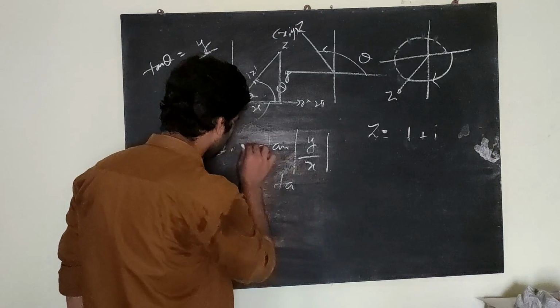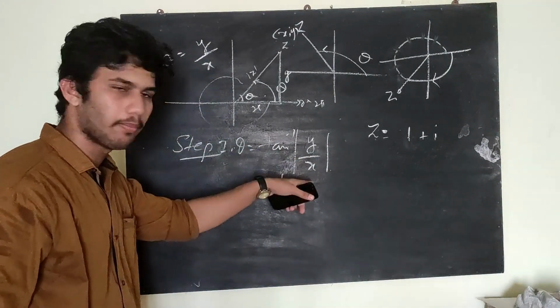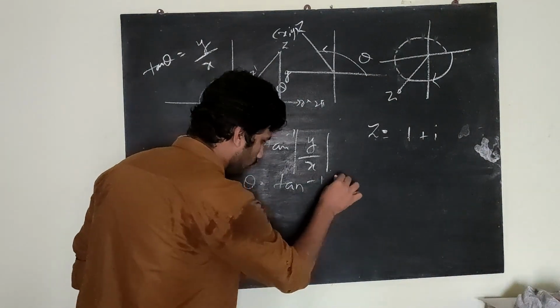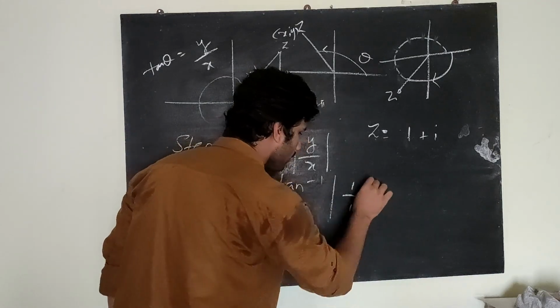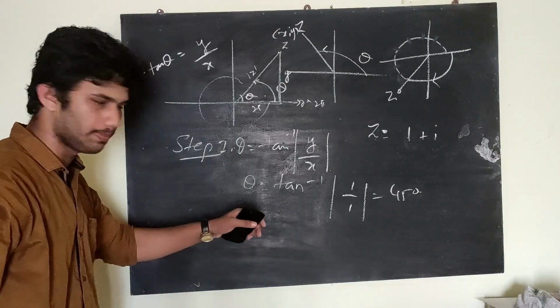So, theta is equal to tan inverse, sorry, theta is equal to tan inverse of mod y by x. Then what is your theta? Tan inverse modulus of 1 by 1. That is 45 degrees. This is your first step.